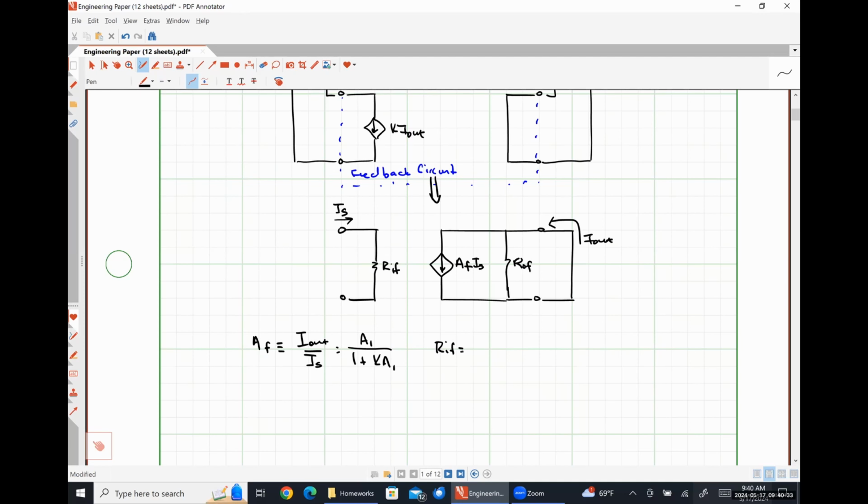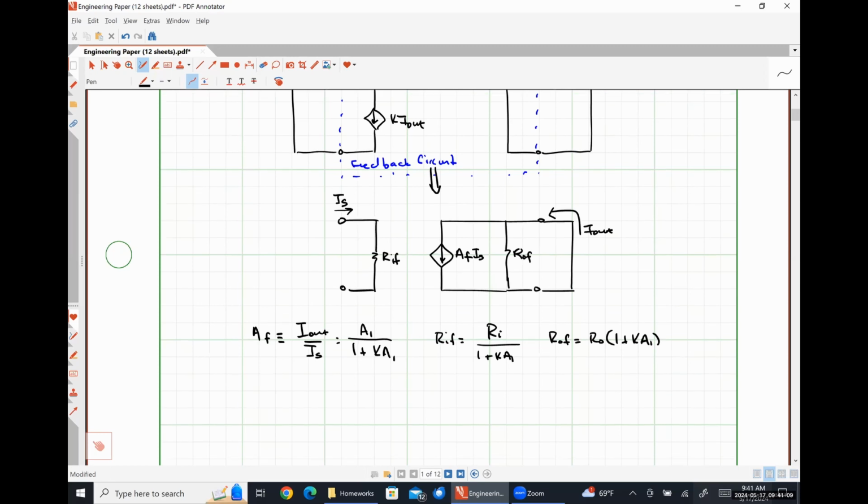Our input resistance with feedback. Earlier we saw that when we connected in parallel, we attenuated our input resistance. So that would be RI over 1 plus K A1. And R naught with feedback. Because we're in series, that should boost our output resistance. So that should look like R naught times 1 plus K A1. And all of those relationships can be derived extremely similarly to how we did for a feedback voltage amplifier.